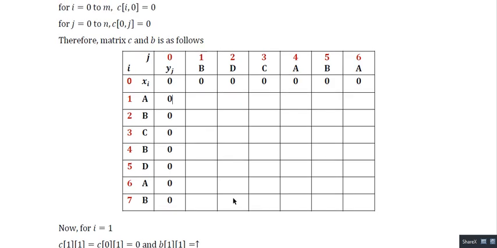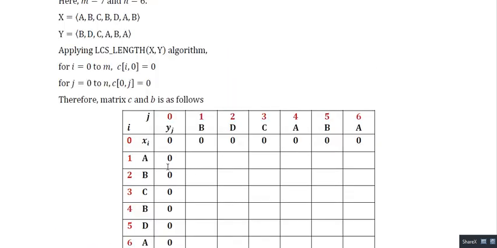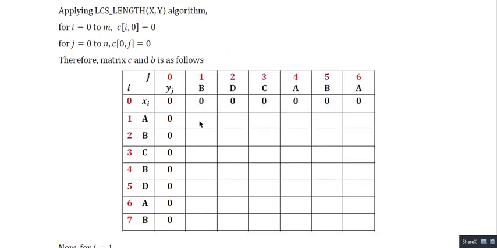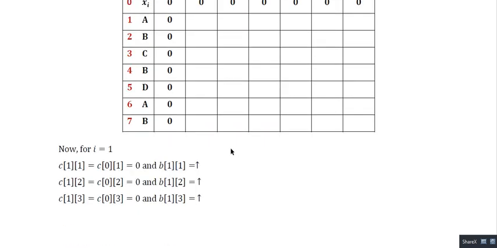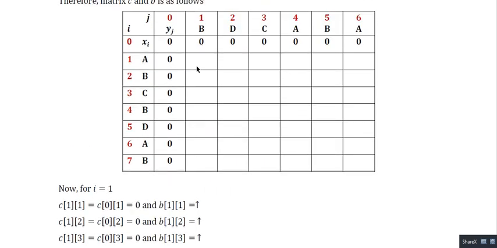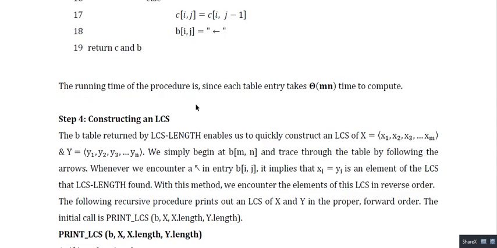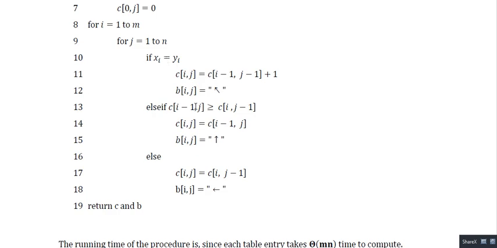Okay. So let me start with i equal to 1. i equal to 1 means I want to fill all these rows, right? So for i equal to 1, let me start from 1. C11, right? So for C11, what we will see in this case, we have to check this character. Here it is A, here it is B. So are they same? No, they are not same. So you just see the algorithm, right? So they are not same, right?